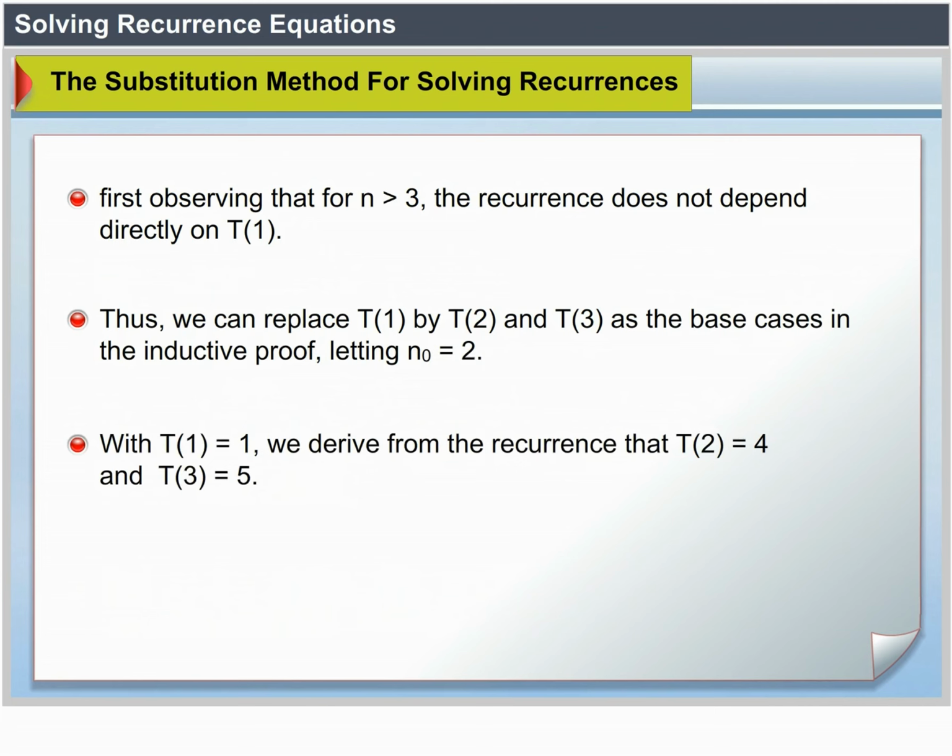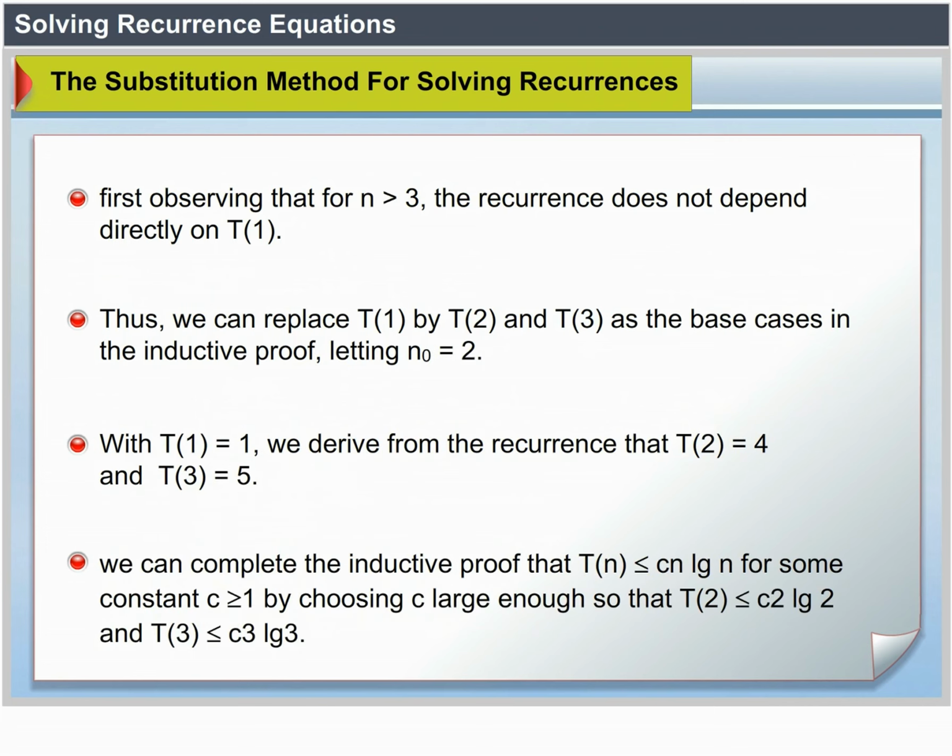We can complete the inductive proof that T of n is less than or equal to Cn log n for some constant C greater than or equal to 1 by choosing C large enough so that T of 2 is less than or equal to C times 2 log 2 and T of 3 is less than or equal to C times 3 log 3.